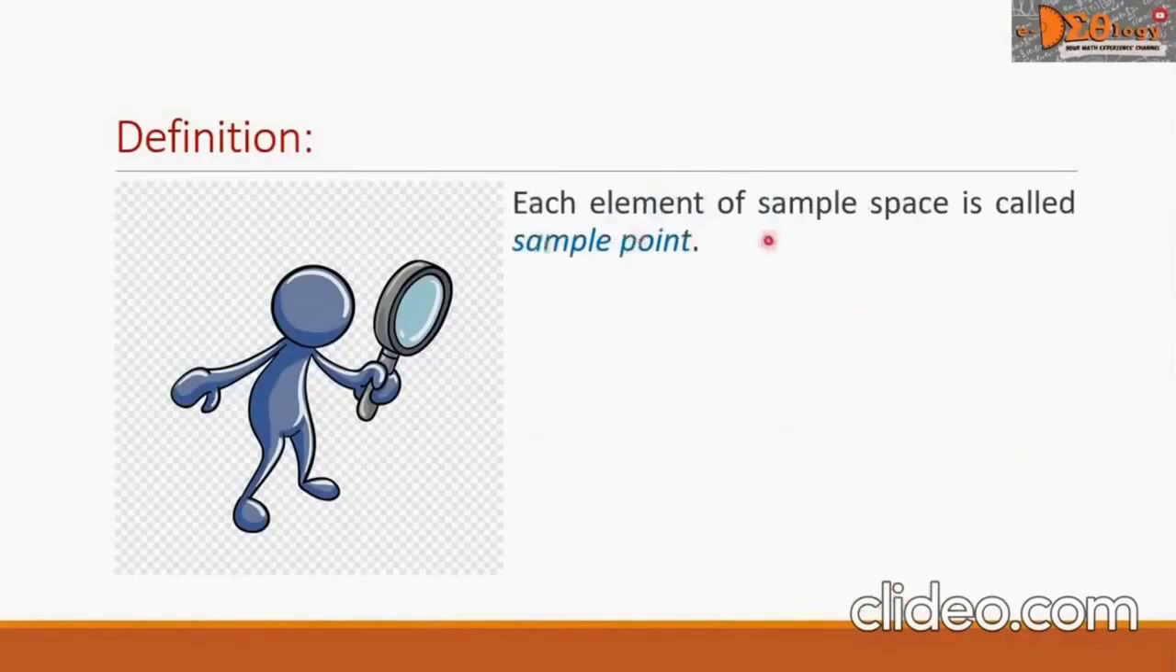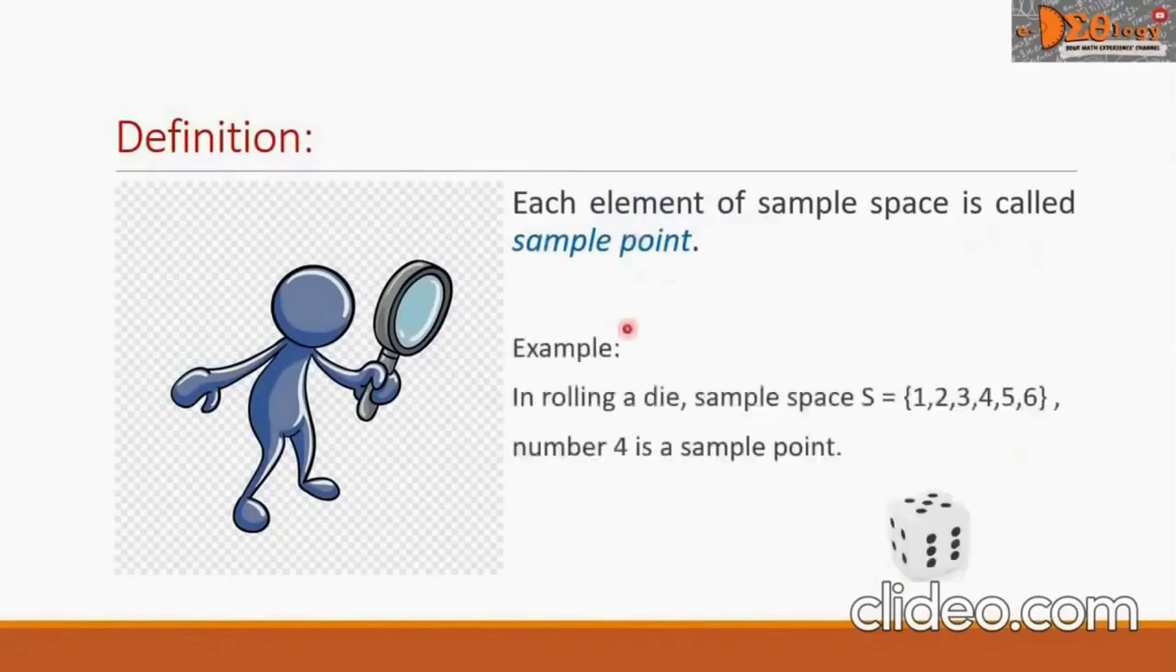Each element of sample space is called sample point. Example, in rolling a die, sample space S equals {1, 2, 3, 4, 5, 6}. Number 4, that is the number 4, is a sample point.